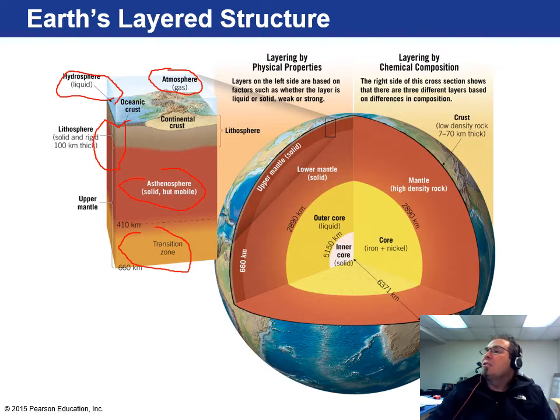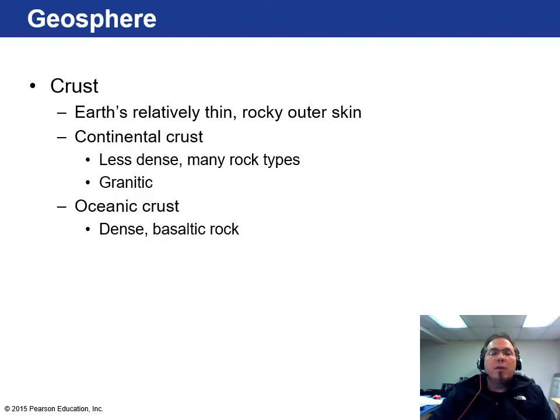The cross section shows that there are three main layers: the crust, the mantle, and the core. There's an inner and outer core, but we're just looking at the three main divisions: the very thin outer crust, the very thick middle mantle, and then the core of Earth. So the crust is this relatively thin, rocky outer skin, and in the grand scheme of things, it's very thin compared to the rest of the Earth.